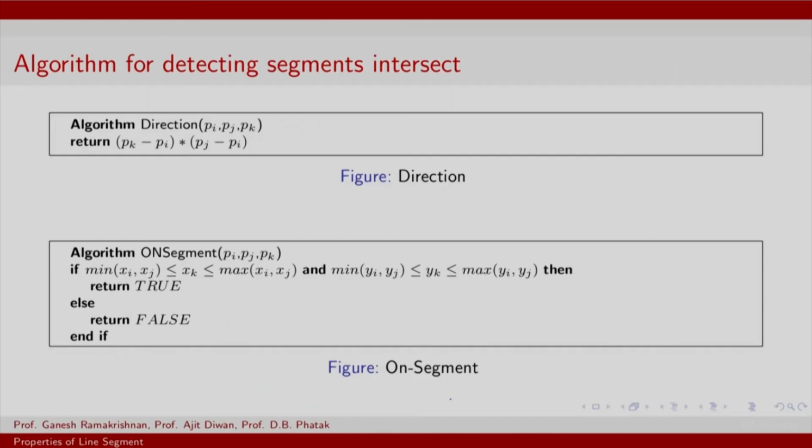As already indicated, direction Pi, Pj, Pk looks at the direction of Pk with respect to Pj from Pi. If the direction is positive, it means that Pk is clockwise from Pj with respect to Pi, and the on segment routine does exactly what we described earlier. You look at the min of xi and xj and the max of xi and xj and ensure that xk lies exactly between the two. You also need to ensure that yk lies in the closed interval determined by the min of yi and yj and the max of yi and yj. Thank you.